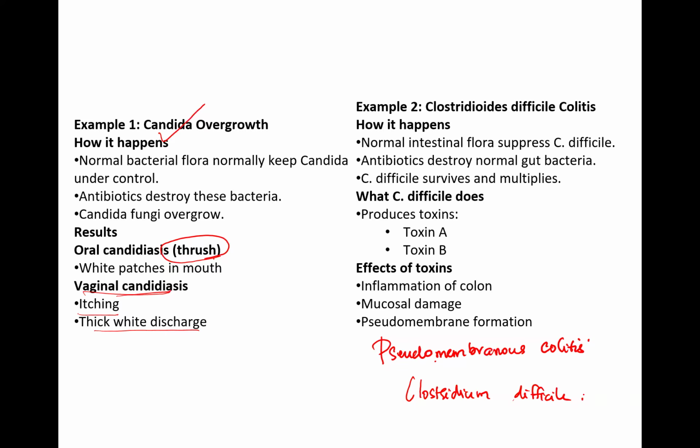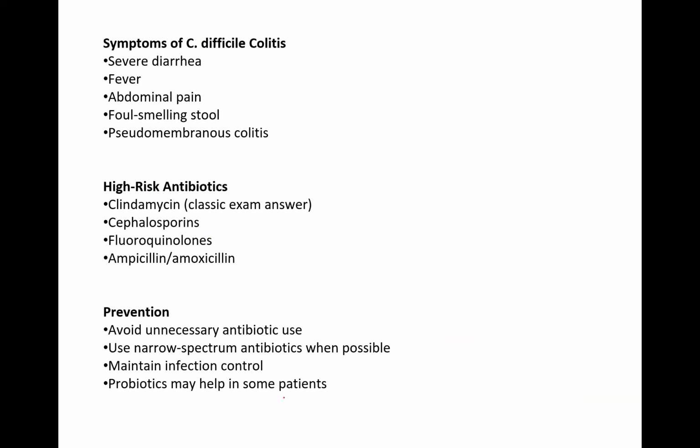Okay. So what is it doing? The Clostridium difficile can produce toxins, toxin A and B. What is this toxin going to do? They can cause inflammation of the colon, mucosal damage, and pseudomembrane formation. That's why it is known as pseudomembranous colitis. It is very, very important. Very commonly asked question. So symptoms of Clostridium difficile colitis: severe diarrhea, fever, abdominal pain, foul-smelling stool, pseudomembranous colitis.